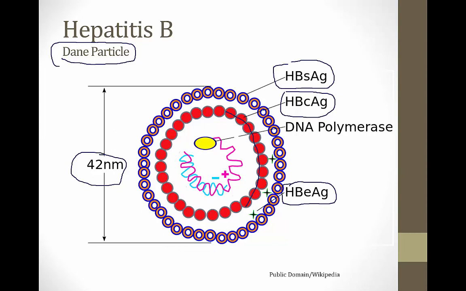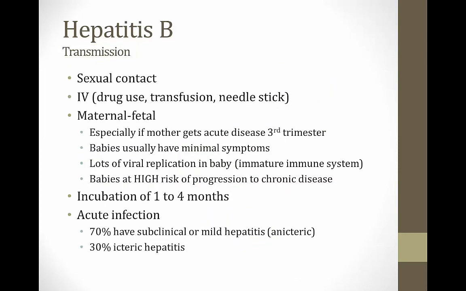You can see that the genome in the center is partially double-stranded and partially single-stranded, and it brings its own DNA polymerase with it, which will complete the double-stranding of the genome once the molecule gets into the nucleus. You can acquire hepatitis B through a number of different ways.